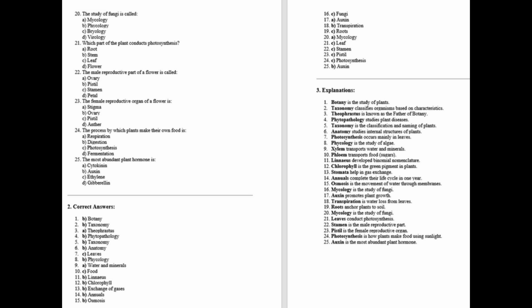Osmosis is the movement of water through membranes. Mycology is the study of fungi. Auxin promotes plant growth. Transpiration is water loss from leaves. Roots anchor plants to soil. Leaves conduct photosynthesis. Stamen is the male reproductive part. Pistil is the female reproductive organ.